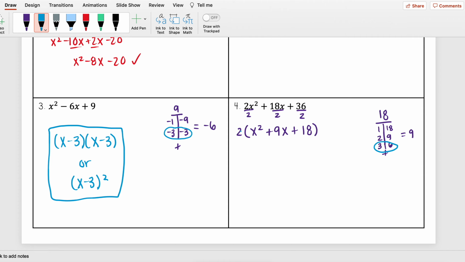And so my final answer here is just going to be a little different. I'm going to have a 2 in front now, but then I have x plus 3 and x plus 6. So whenever you factor out a GCF, make sure you do not leave it out of your answer. It's going to need to be out in the front right here.